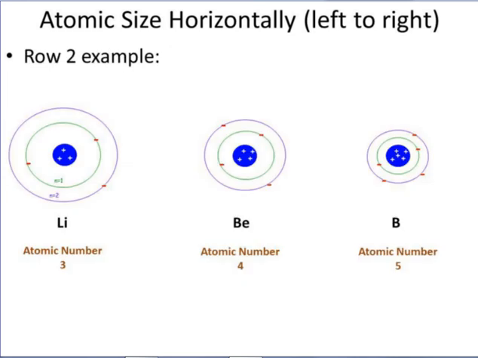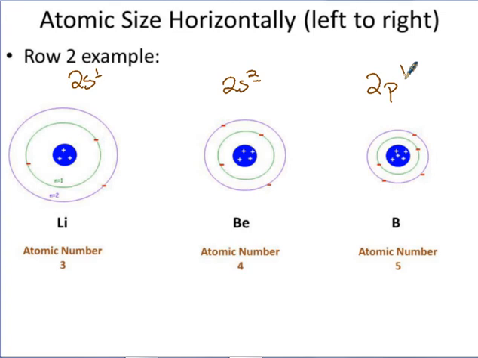Let me show you. So let's look at row 2. We've got lithium, beryllium, and boron. Lithium here is in 2s1. Beryllium is 2s2, which means 1 valence, 2 valence, and boron is in 2p1. So we're going from left to right here. If you can see, each one of them is in the second energy level.